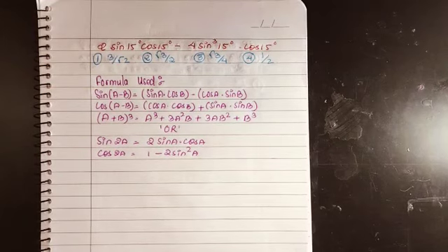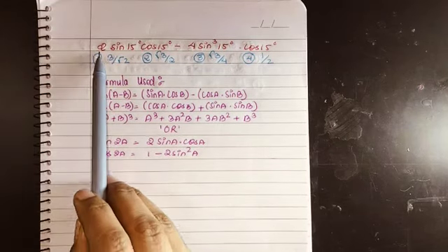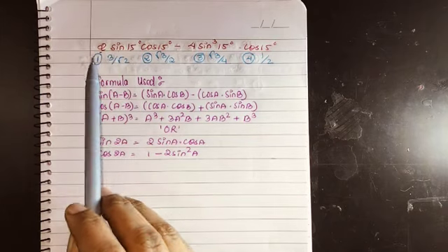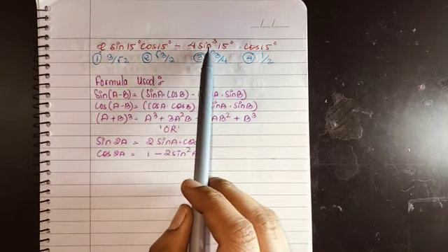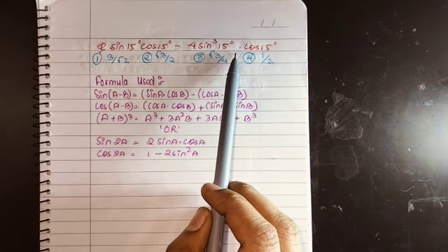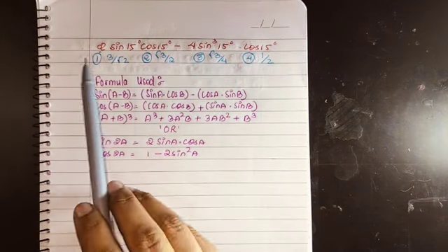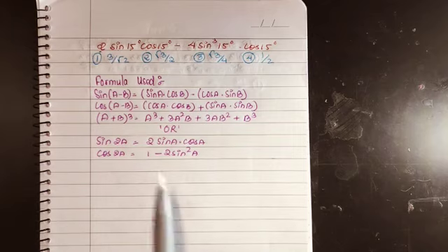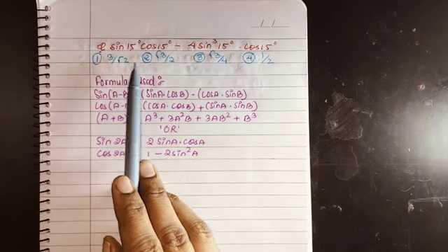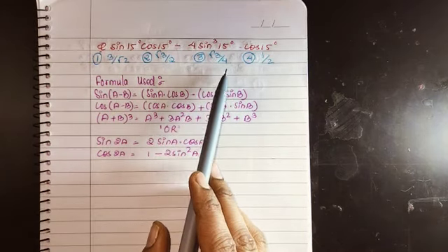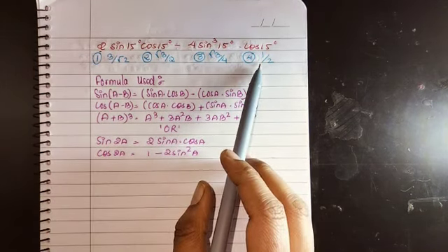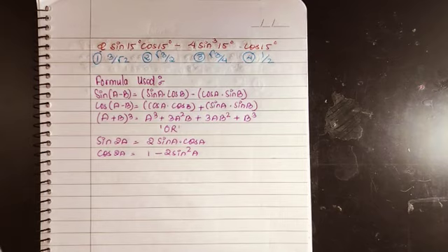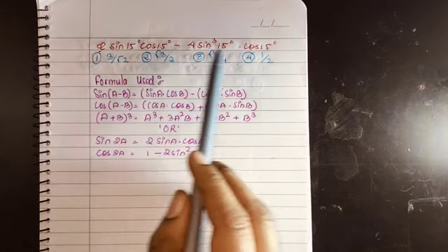Hello friends, I am here with a new problem. The sum is 2 sin 15 degree into cos 15 degree minus 4 sin cube 15 degree into cos 15 degree. We have to find the value of this. The options given are 3 by root 2, root 3 by 2, root 3 by 4, and 1 by 2. So now we have to find out the value of this.